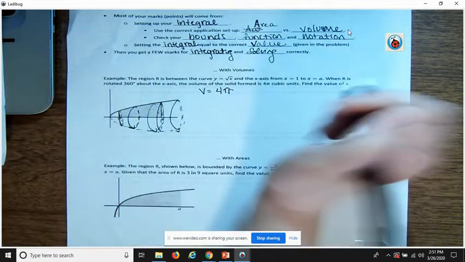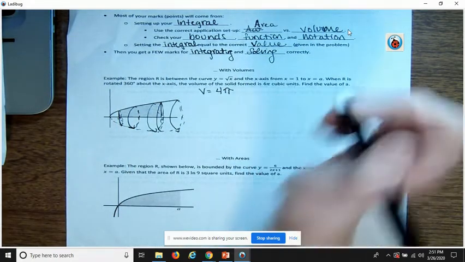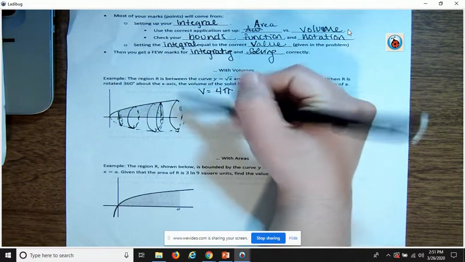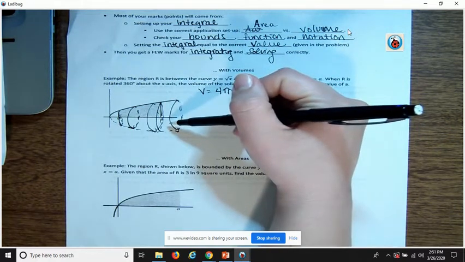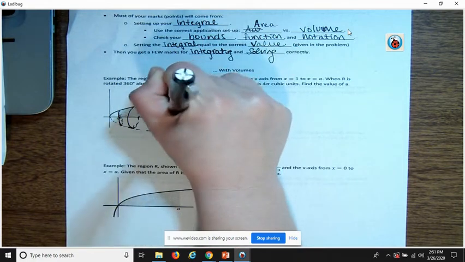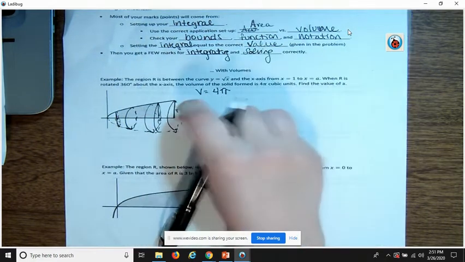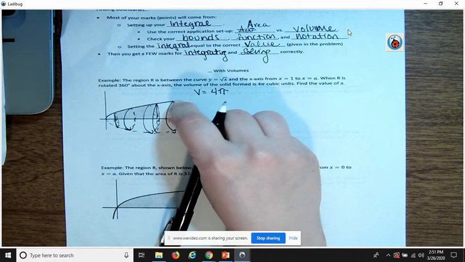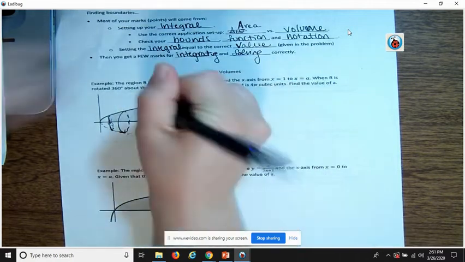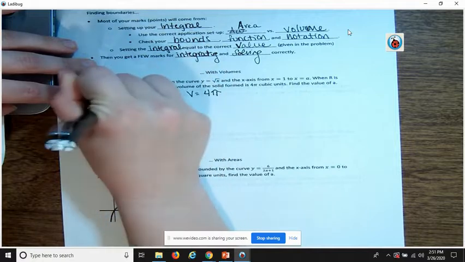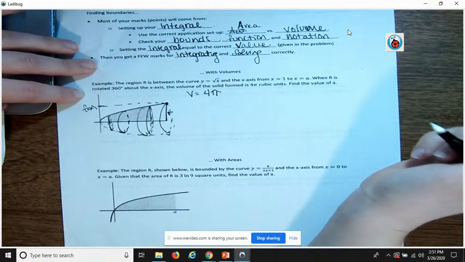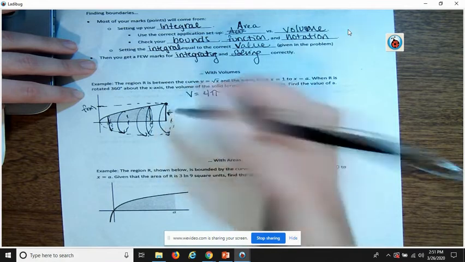Okay, so it says to find the value a. Okay, so imagine taking a slice off of each one of these things. When you take a slice, you get a circle. And the radius of that circle is defined by the value from our x-axis all the way up to our function. Now our function has a y value of f of x, okay? So our function is actually defining like how long our radius is, okay?